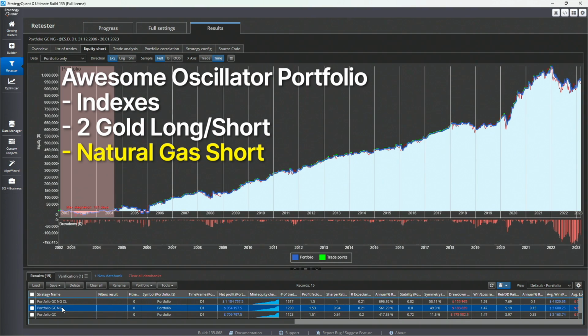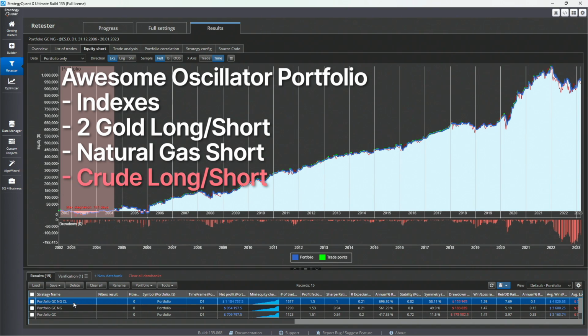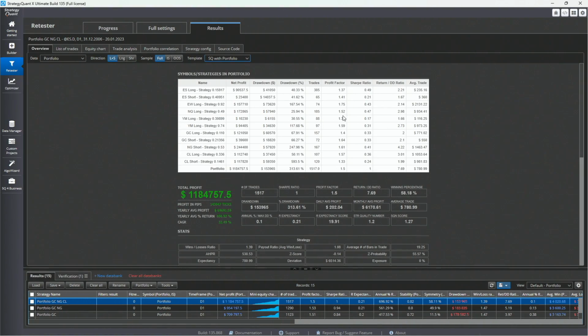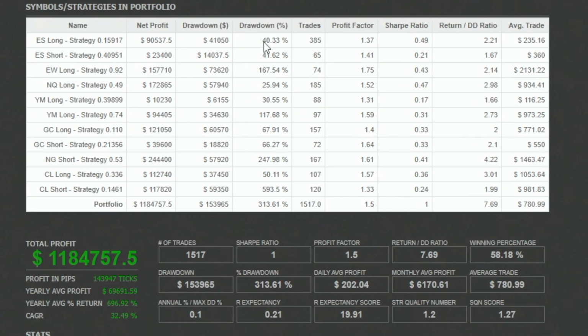Again, a much better portfolio. And finally, I will add 2 crude oil strategies, one long, one short, again using only the Awesome Oscillator. I want to show you that you can always decrease the drawdown, increase the profitability and make a better equity curve by using a portfolio of uncorrelated strategies. And this is how the portfolio behaved. Forget the drawdown percentage, because all this is based on the $10,000 starting capital, which is of course not real. But look at the trades.